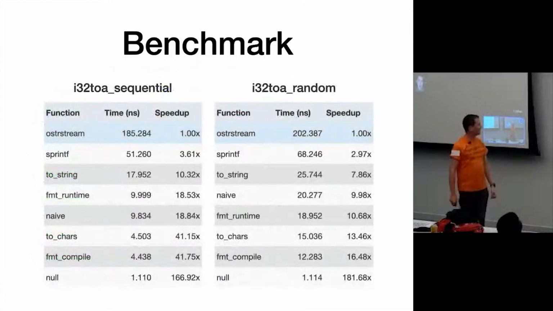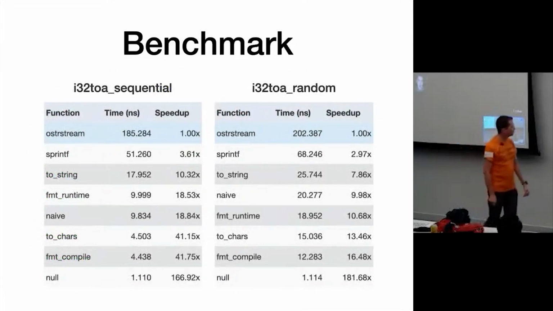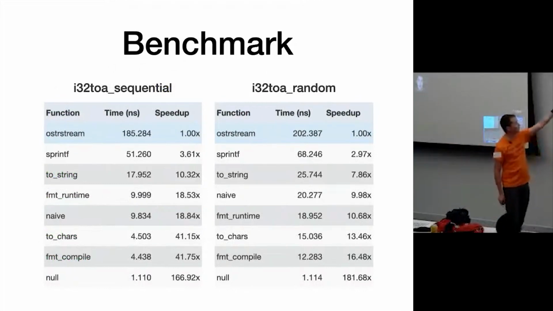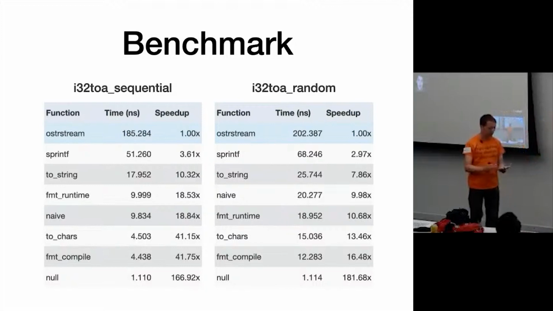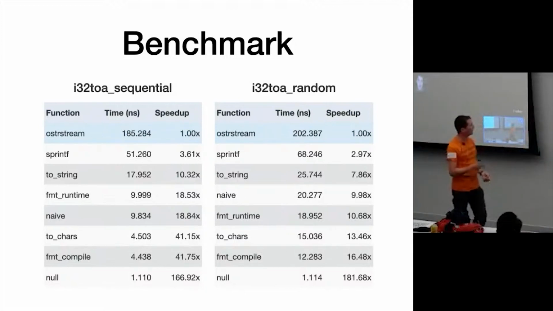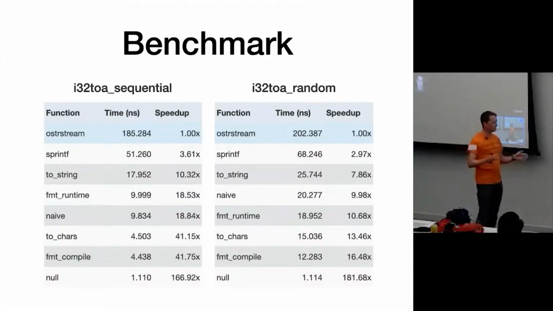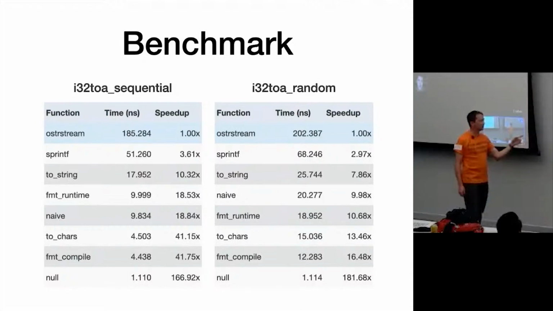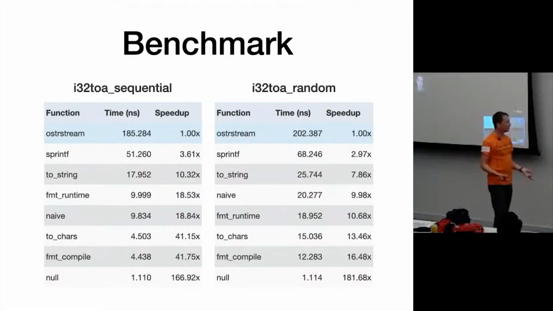So, two chars and FMT compile. The two benchmarks: the sequential one, which goes in order of increasing digit count and bundles inputs with the same digits together, and random, which is just completely random. On sequential, we have roughly the same performance with FMT compilation as with two chars, which is pretty great because FMT is a much higher level API, easier to use.